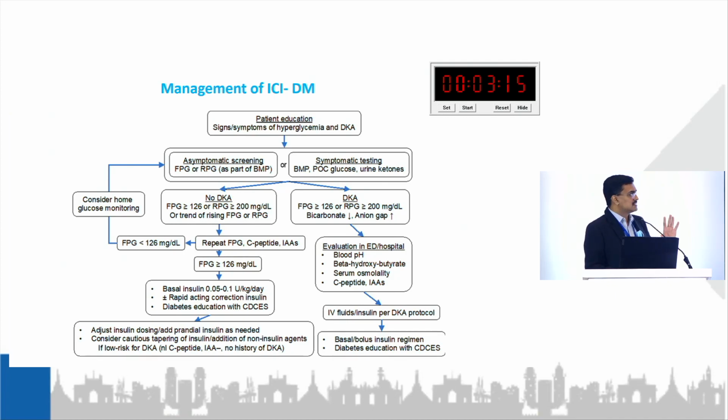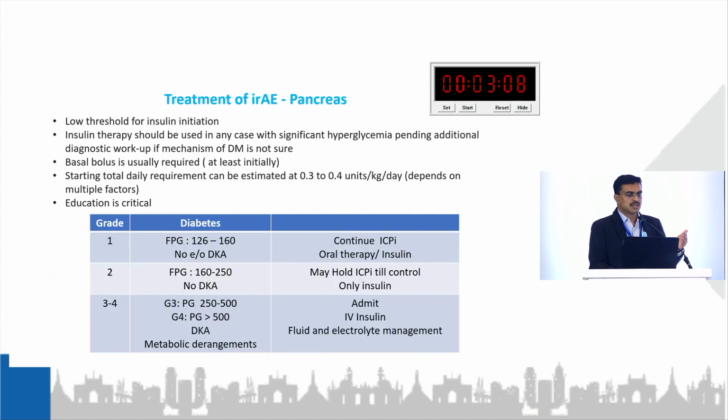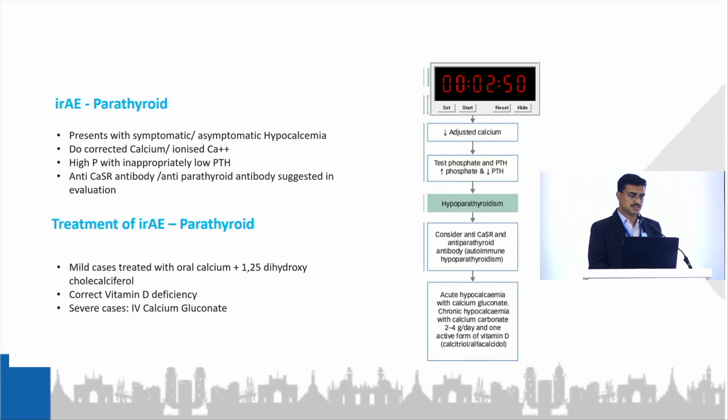This slide is typically the same as you would see in a diabetic population, for how you evaluate and manage. There is a low threshold for insulin initiation, and insulin therapy has to be used. At least initially, the patient should be on basal bolus therapy, and then education is very critical. Here again, in the early phases, in mild cases, you can continue the immune checkpoint inhibitors, but in severe cases, you may have to stop and manage the patient just like diabetic ketoacidosis.